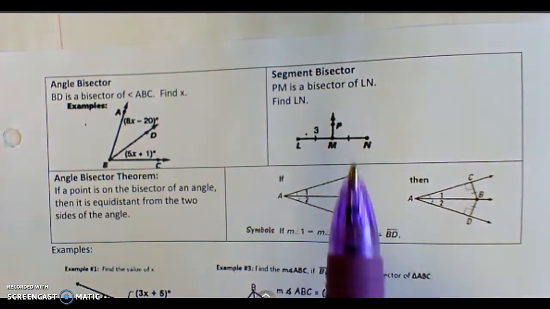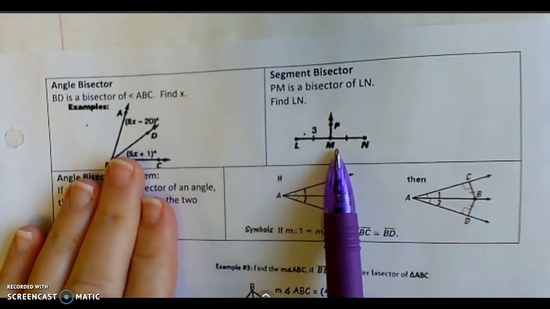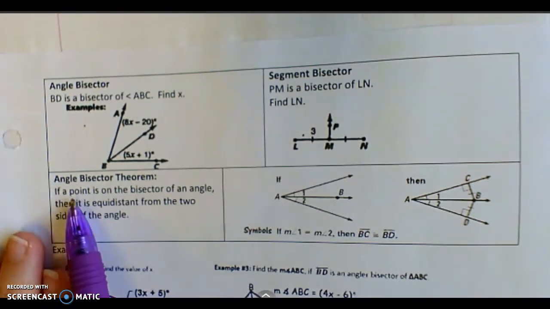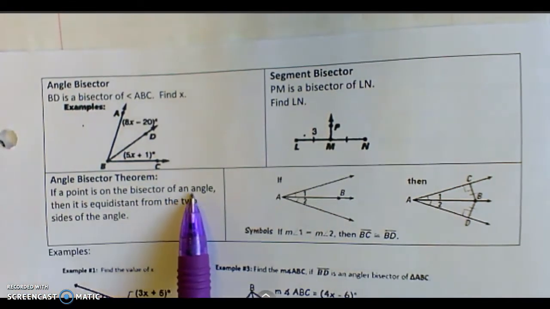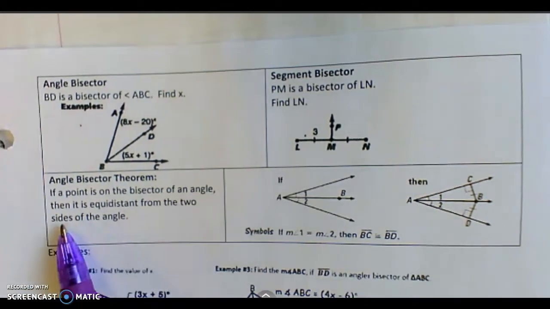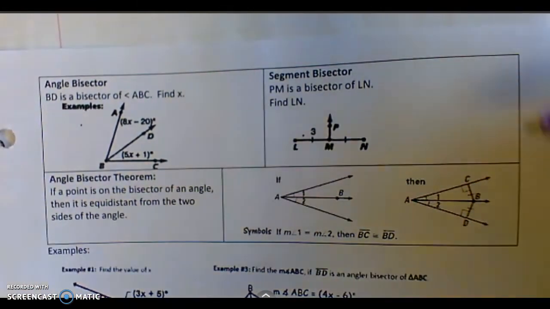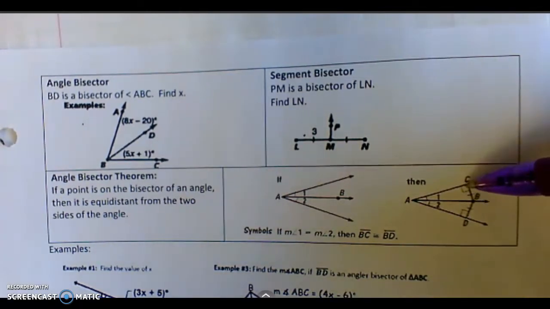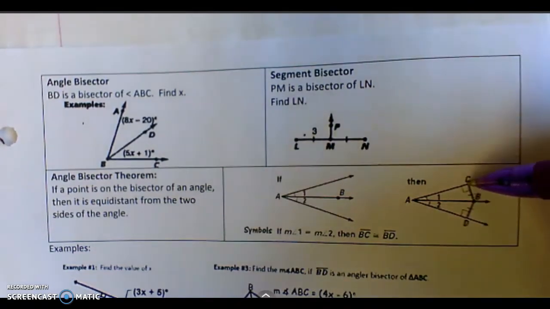So, we kind of talked about what happens with bisectors, but let's look at this theorem. It says, if a point is on the bisector of an angle, then it is equidistant from the two sides of the angle. So it's saying if B is on the bisector, that this and this are the same. So if you see a picture like this, what it's telling you is that if I know this side, I can find this side, and those two sides are the same.